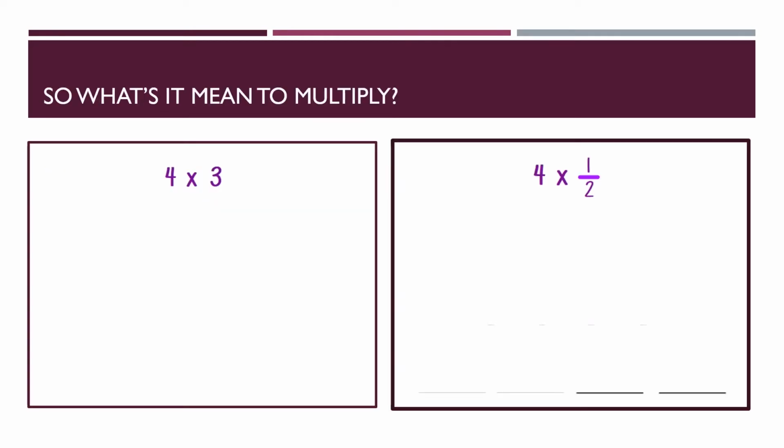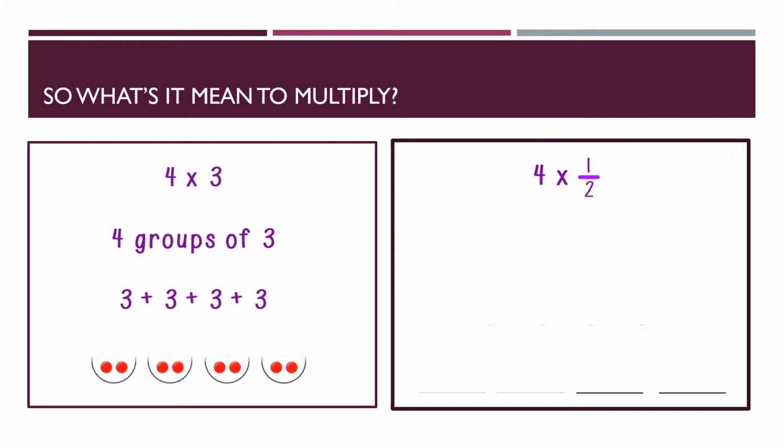So what does it mean to multiply? On the left here, we have whole numbers, right? 4 times 3. We know that 4 times 3 can be represented as 4 groups of 3. It can also be represented as a repeated addition, 3 plus 3 plus 3 plus 3. And as a model, we can see our 4 groups of 3.